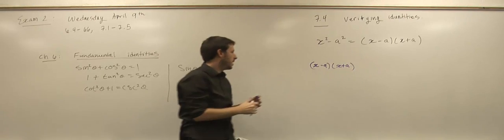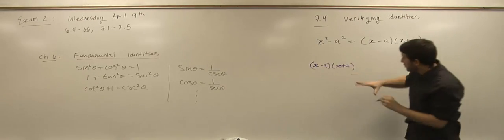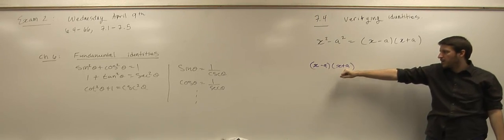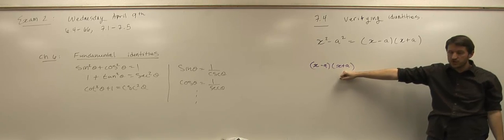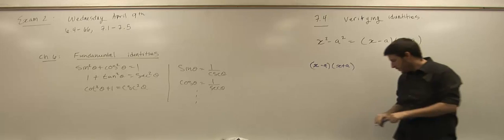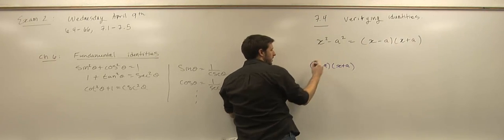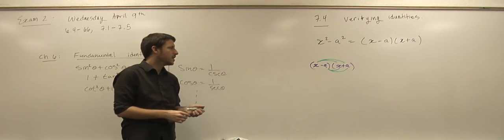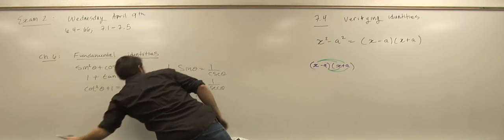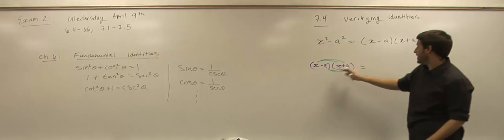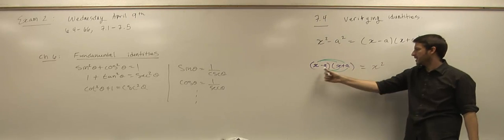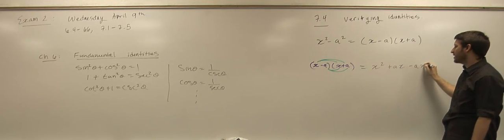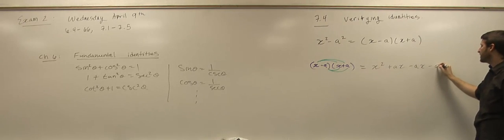Take this algebraic expression. What's the only thing you can do with it? Distribute, right? Multiply. If you FOIL this, you get some polynomial. x times x is x squared. x times a is ax. Negative a times x is negative ax. Negative a times a is negative a squared.